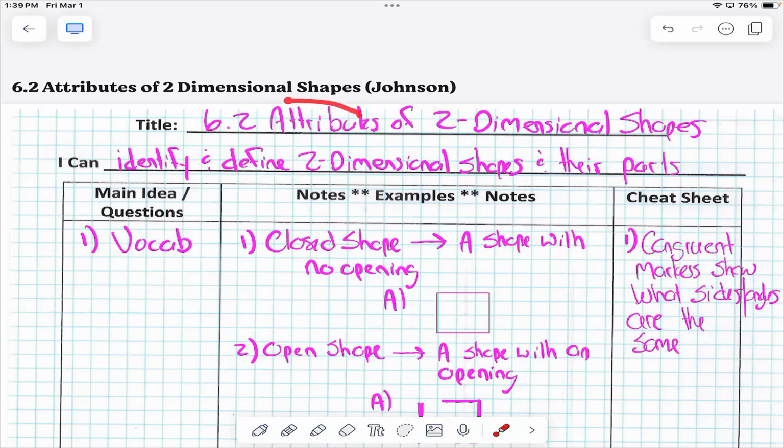Today we did 6.2, attributes of two-dimensional shapes. I didn't tell you what attributes really meant, so I'm going to tell you right now. Attributes mean things about it, like characteristics, things to describe it. So we're going to talk about descriptors of two-dimensional shapes, okay?